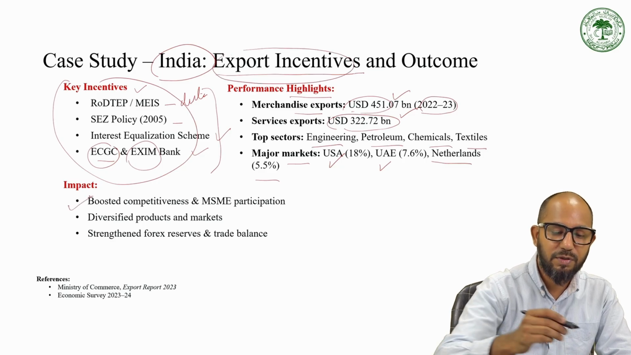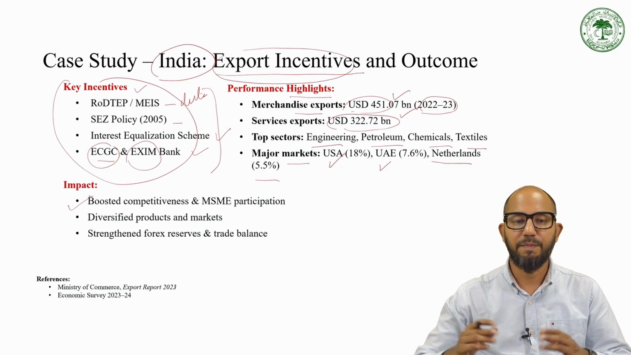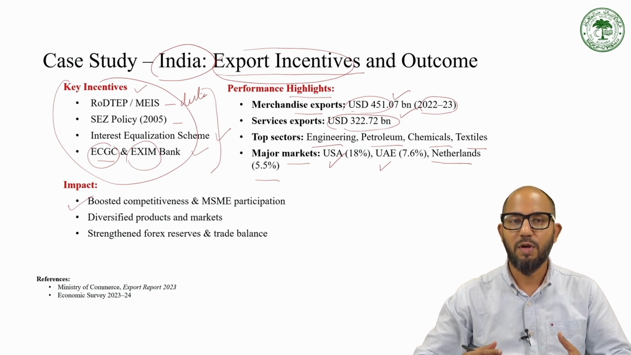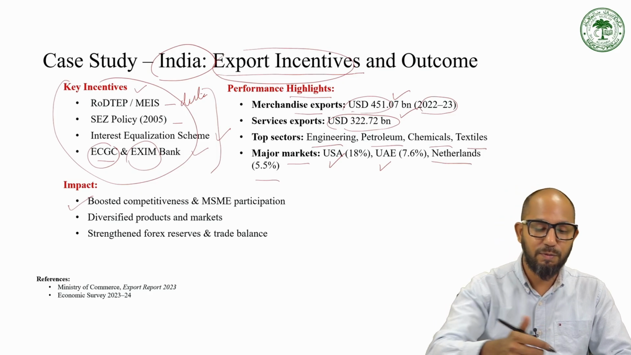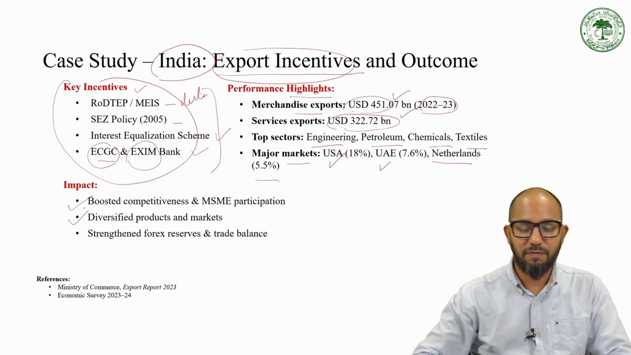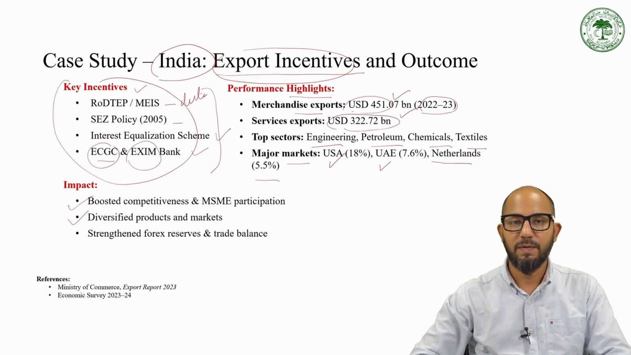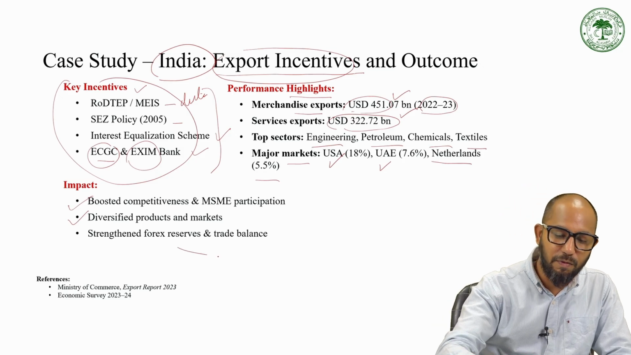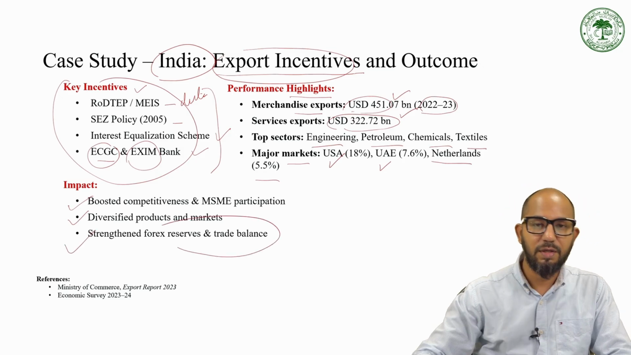What has been the impact of these key incentives which government has implemented under the export incentive? The first is that it has boosted competitiveness and the participation of small and medium enterprises has gone up. Similarly, the product range has increased, which means there has been a diversification of products and markets. And finally, the third outcome is that forex reserve and trade balance has improved for India over the years.